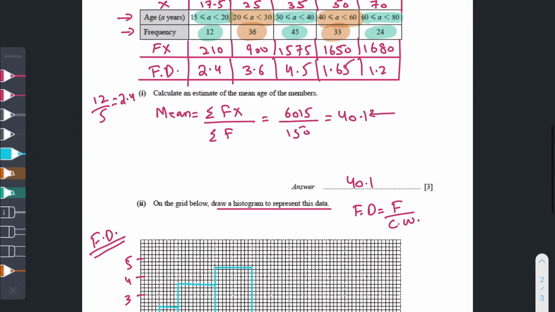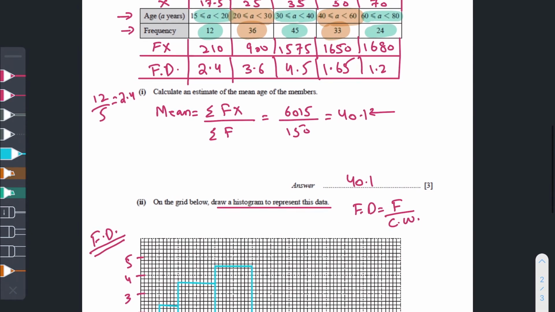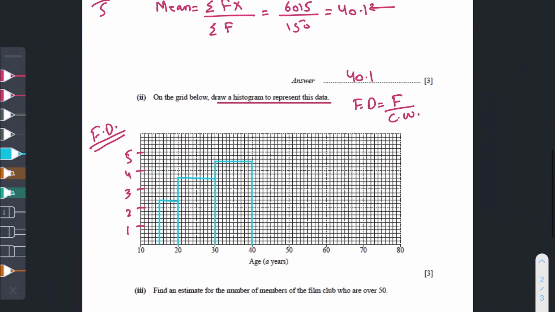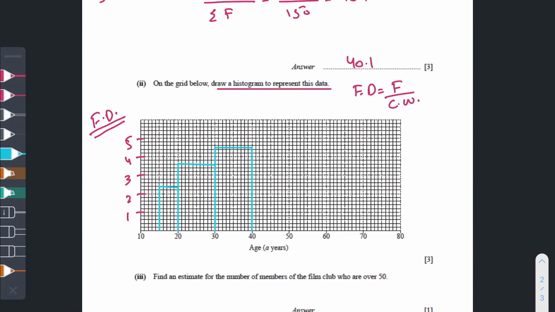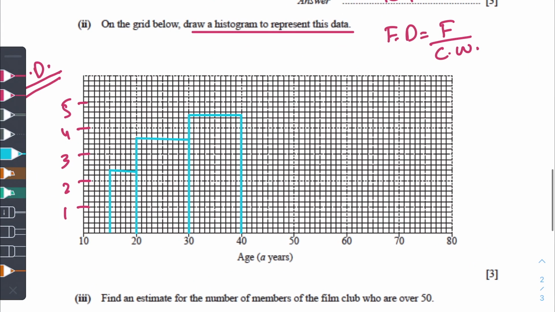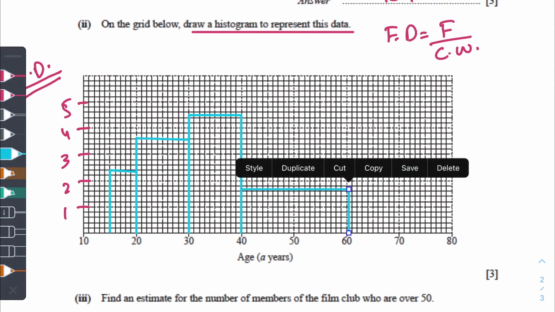The next one is between 40 and 60, but the frequency density is 1.65, so 40 and 60 and 1.65. 1.65 is a tricky one, but we'll still get through it. So 1.65 is supposed to be over here, so I extend a line like this over here. I hope this is visible.